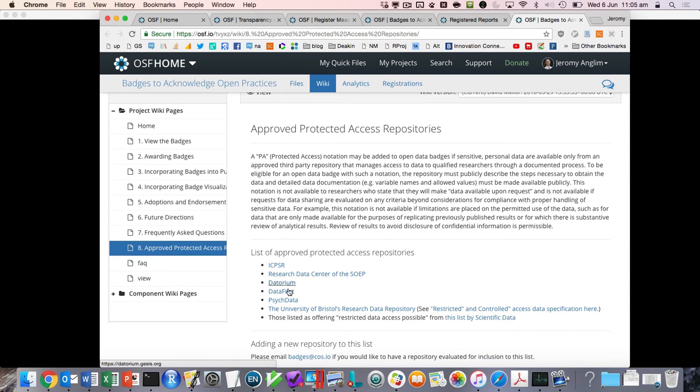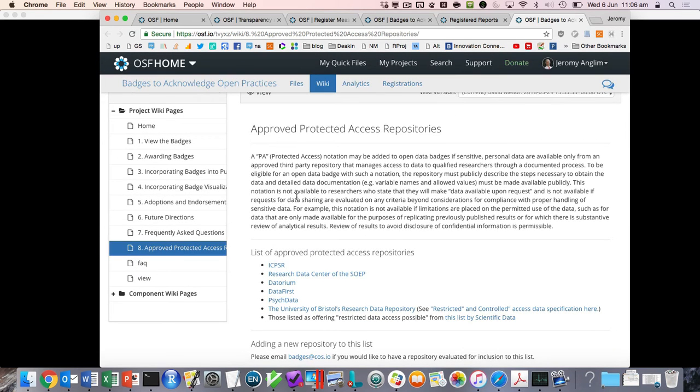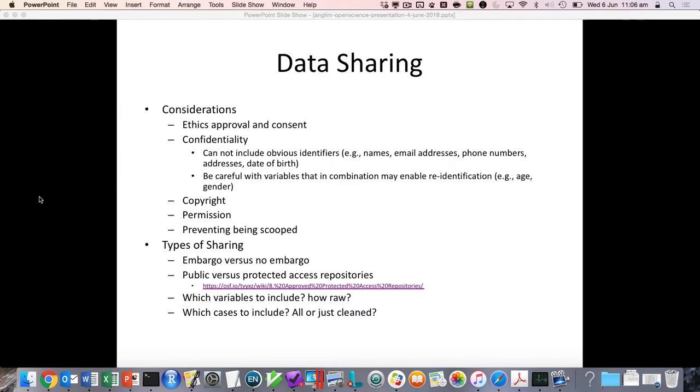These list a few of those forums where you can upload data and have some format to control access, so not just anyone can download it. There might be some terms or whatever, but it is independent of the person, and that's often sufficient for showing that you're sharing the data.